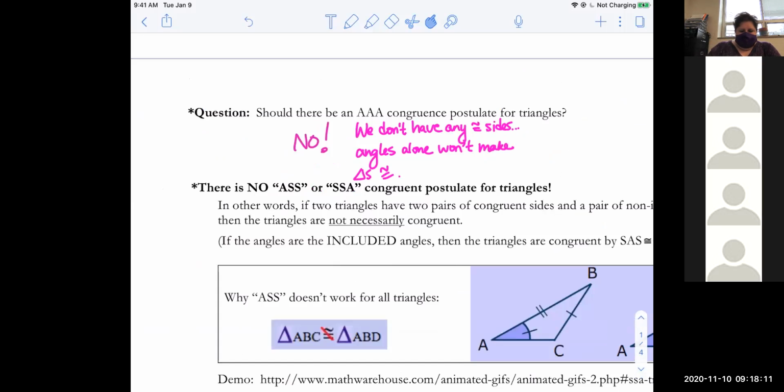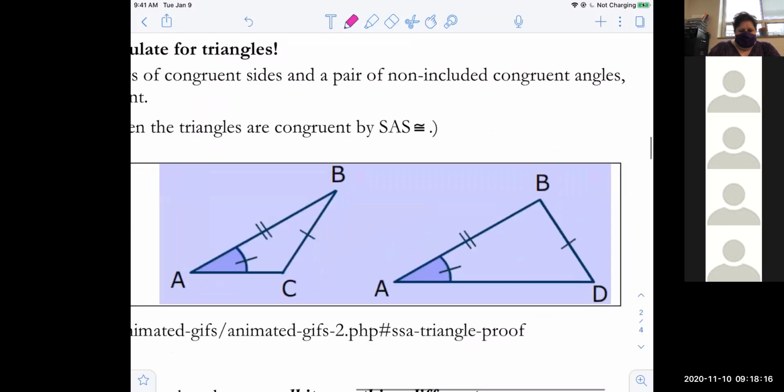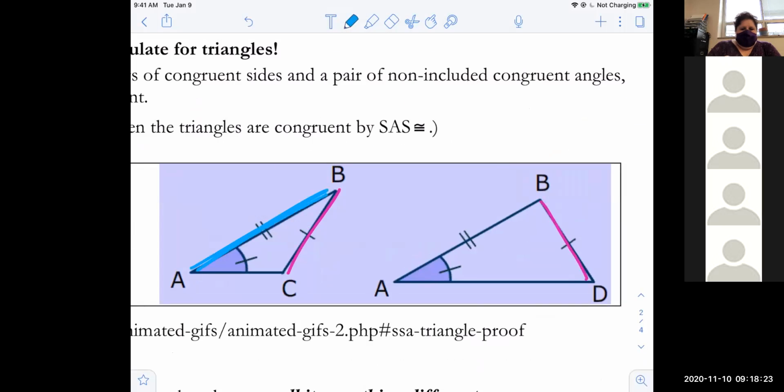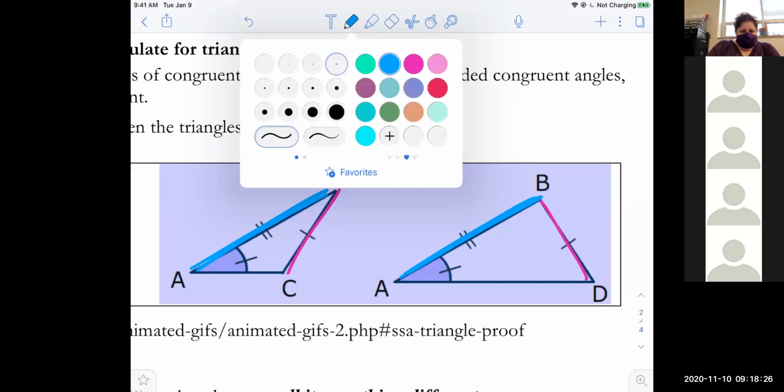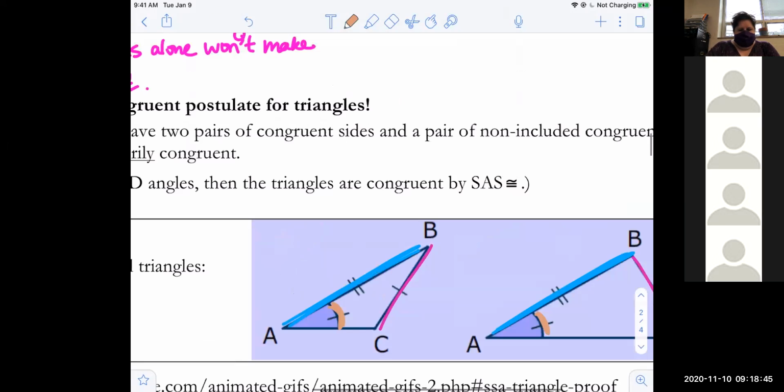So the thing about side, side, angle, or angle, side, side is that if I give you two pairs of congruent sides, and then I have an angle that's not the included angle. So this angle here is not the included angle. There's two ways you can finish off the triangle, because the only things that are fixed are those two sides and that angle. It's possible that when you put it together, the triangle looks like this, but it's also possible that when you put it together, the triangle looks like this.